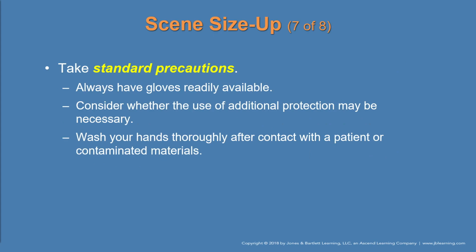So the next term that I want you to know about is what we call standard precautions. And there's a lot of other terms that sort of fall under here. Body substance isolation is a common term that is used throughout EMS. Sometimes that's abbreviated as BSI. But what standard precautions refers to is a general set of precautions that you take to prevent the spread of infectious diseases. And so the first thing that you should think of is gloves, right?